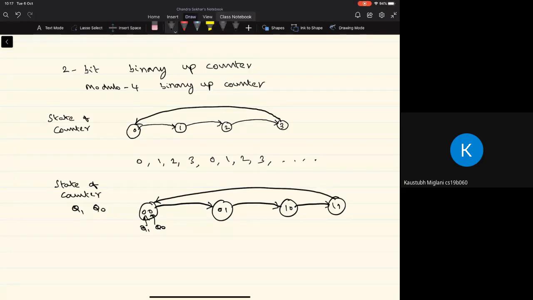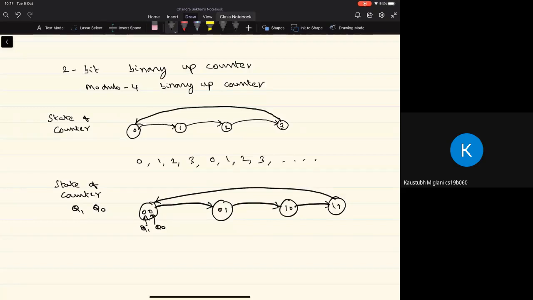So this is the description of the counter that you want to design. Why is it called modulo 4? When you divide the value of the counter by 4, this will be the remainder that you will get, right? And when you divide by 4, the remainder can be only from 0 to 3, right? That's why it's called the modulo 4 counter, right?